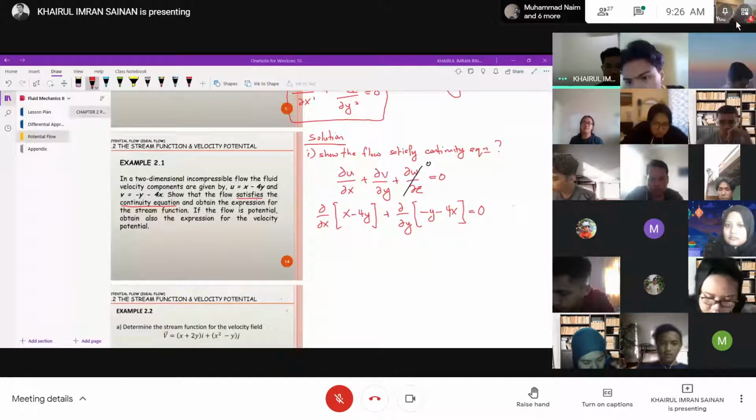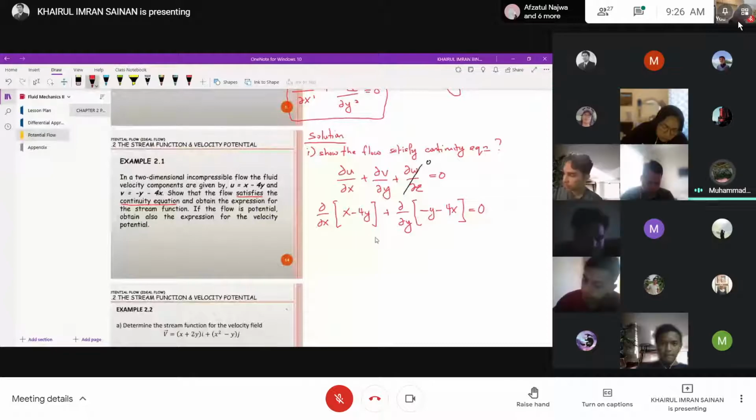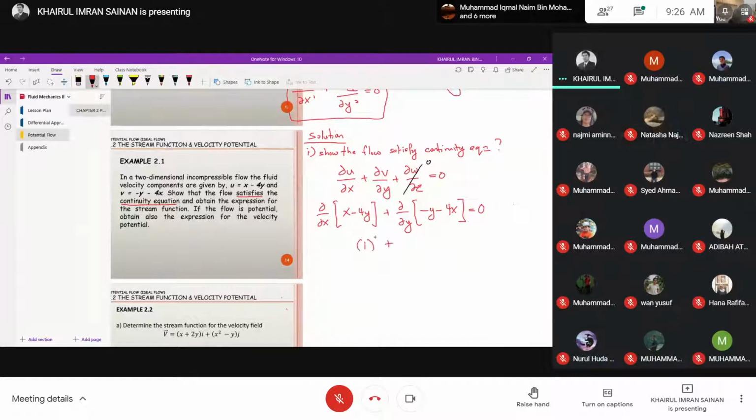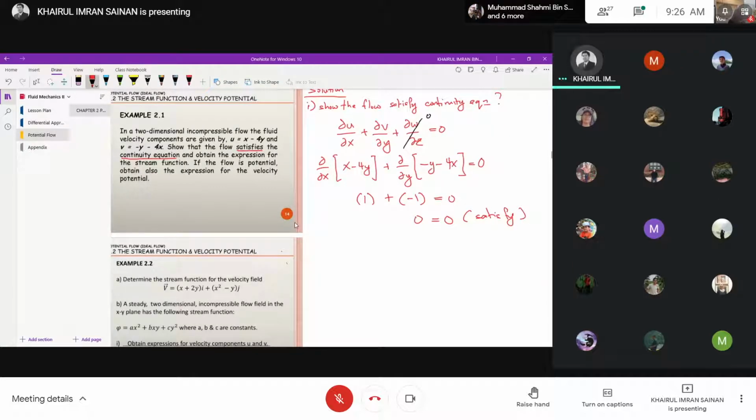Okay, does it satisfy the continuity equation? Yes. What do you get for the first term when you differentiate with respect to x? 1, right? So this is 1. And then plus -1. So it equals 0, meaning satisfied. Okay, done. So that is number 1.